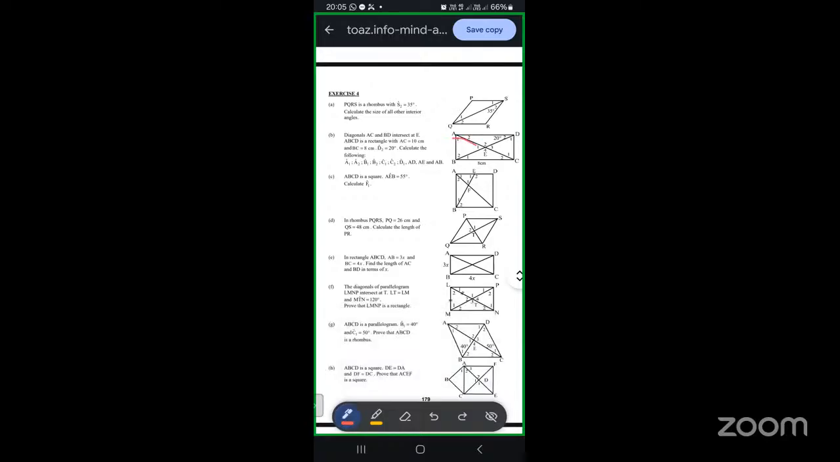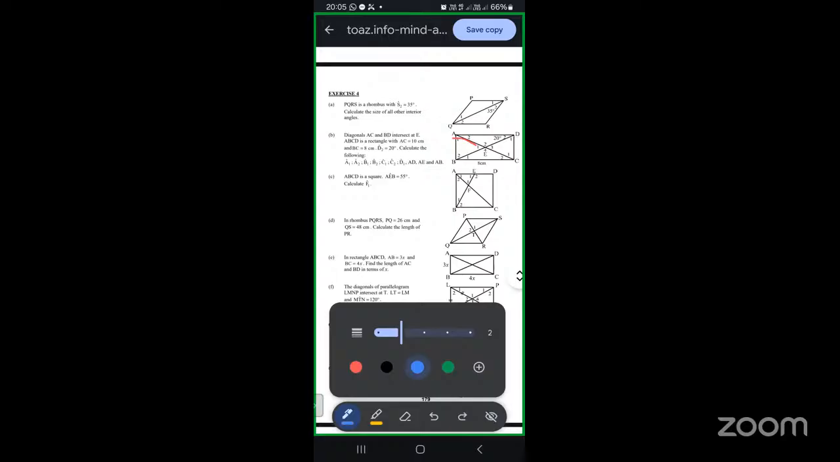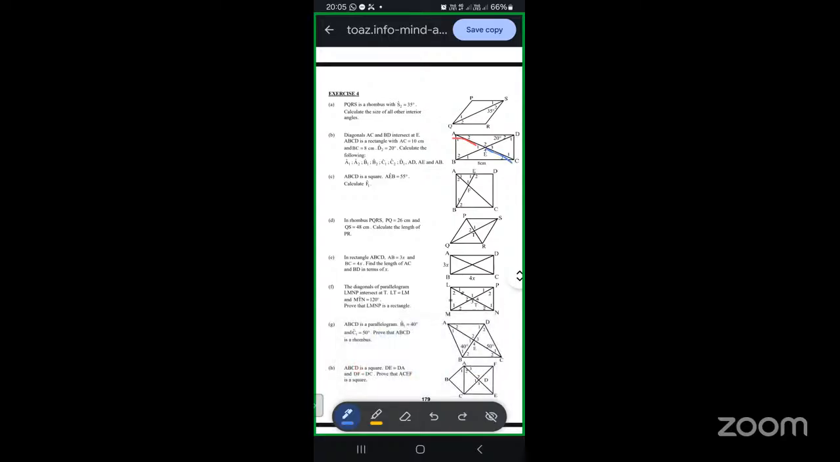This will be 5, and that will be 5. And BC is 8 centimeters. If this is 8, that is 8. Opposite sides of a rectangle are equal. And then the angle there we're given as 20 centimeters. Calculate the following. Now, last time we said if that is 20, D1 is 20.